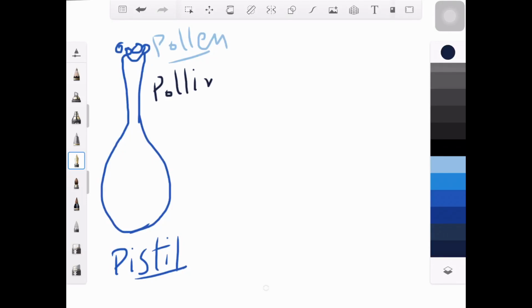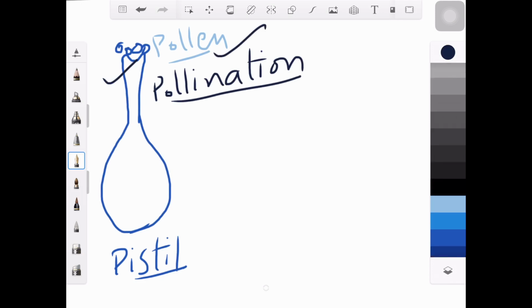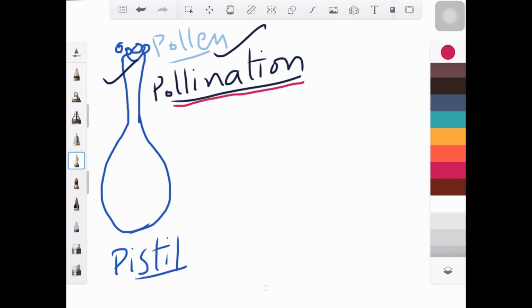Pollination. The transfer of pollen grains on the stigma of a pistil of a flower is called pollination. So these are the pollen grains, various of them lying over the stigma, and each one of them will produce a pollen tube. But only one pollen tube will be able to reach down through the style up to the ovary.